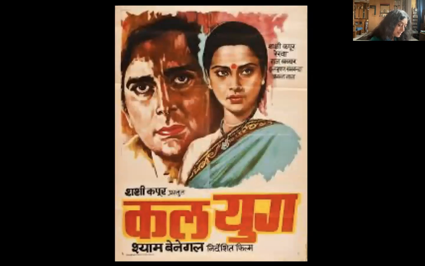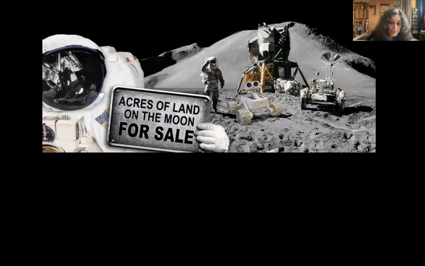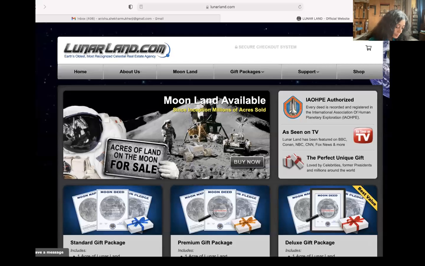The conception of time and space that is intrinsic to such a belief is very different from the Darwinian notion of evolution along a linear time cycle and survival of the fittest, which justified the colonization of India and other parts of the world by Europeans, and which now makes it permissible to colonize even Mars and the moon. So, as you can see, this image offers acres of land on the moon for sale, and it's from a site called lunarland.com, which carries the tag of Earth's oldest, most recognized celestial real estate agency.